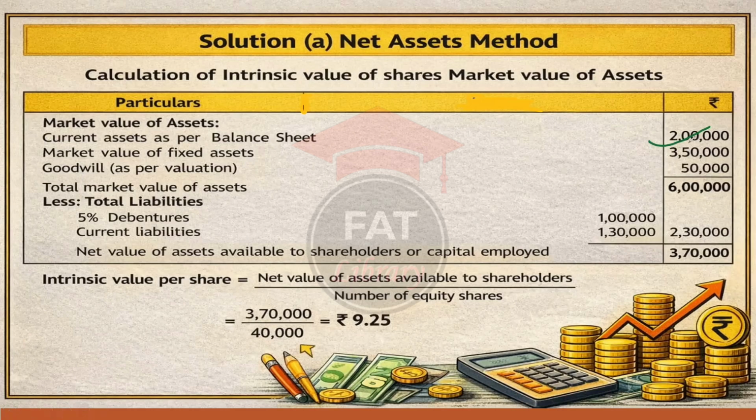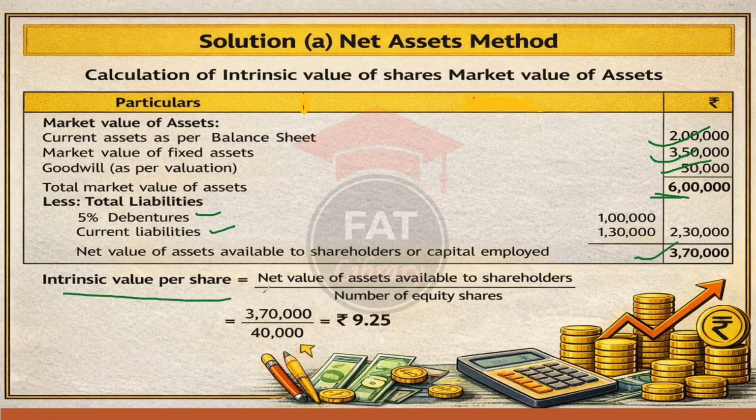For current assets, as there is no market value given, we have taken 2 lakh. The market value of fixed assets and goodwill are given in the additional information, and that has been taken into consideration. In total we have got 6 lakh rupees as the total market value of assets. Less total liabilities: debentures given and also current liabilities. 1 lakh rupees is the debenture and current liabilities is 1,30,000. So 2,30,000 is the total liabilities. The net asset available for the shareholders is 3,70,000 rupees.